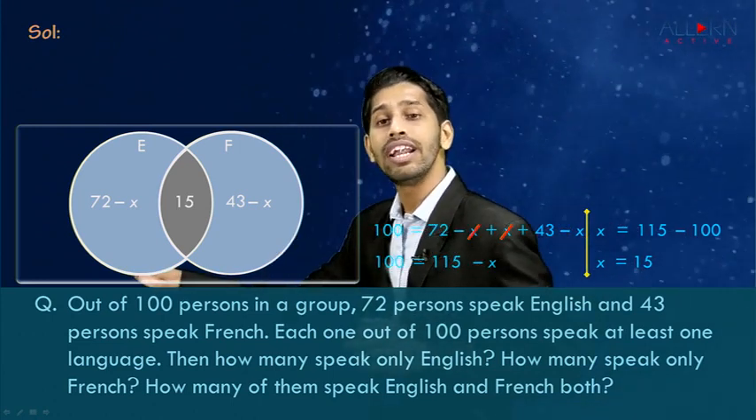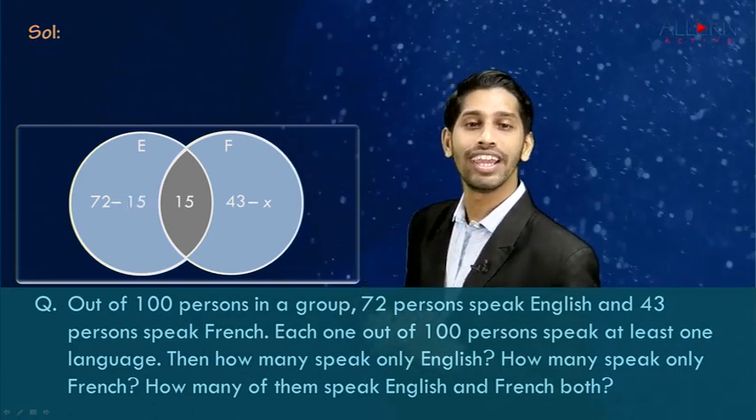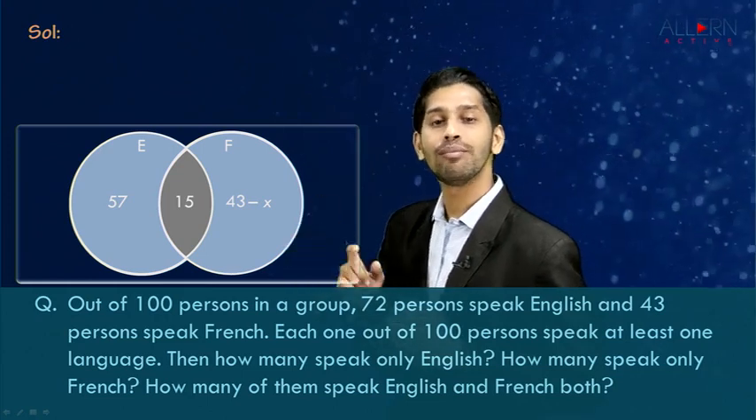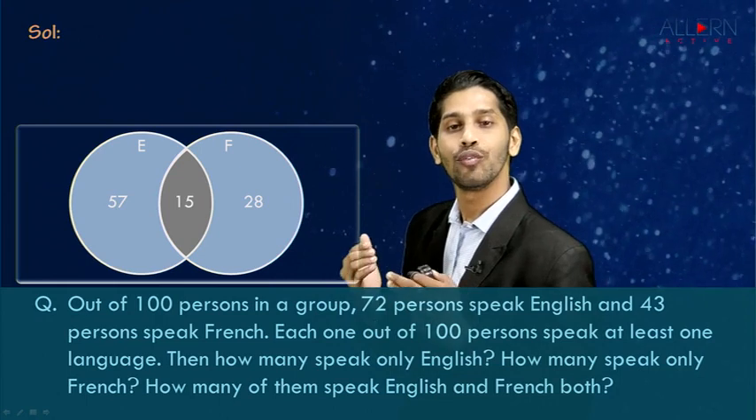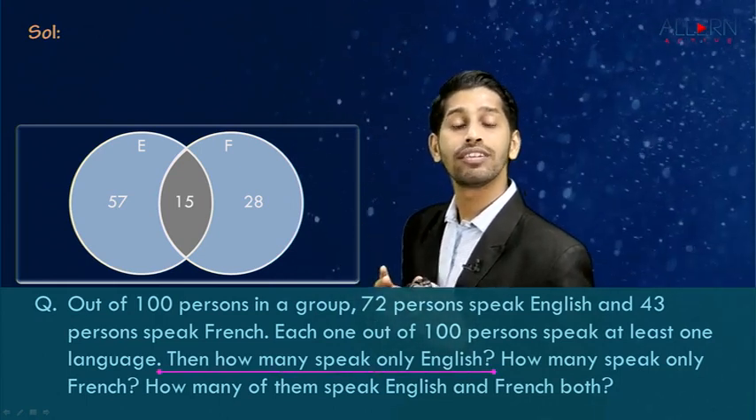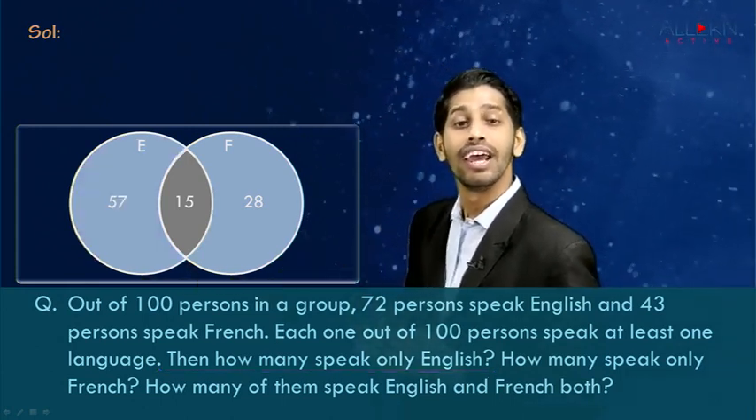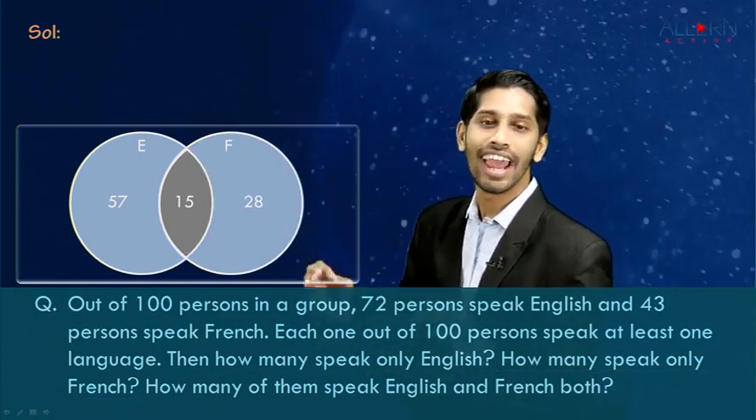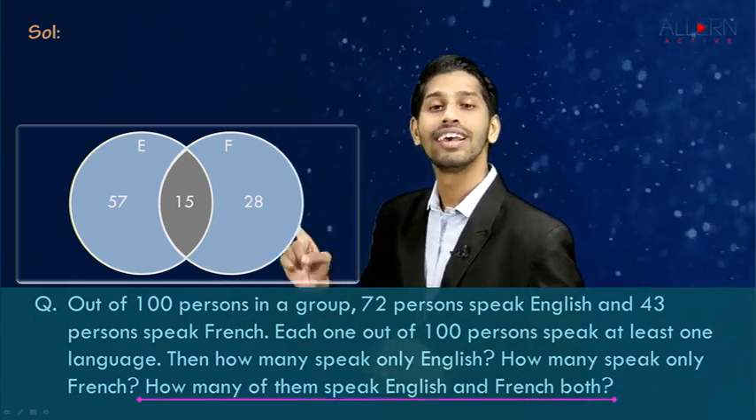Therefore, 72 minus x will become 72 minus 15, which is 57, and similarly 43 minus x will become 43 minus 15, which is equal to 28. That means number of person who speak only English is 57, number of person who speak only French is 28, and number of person who speak English and French both is 15.